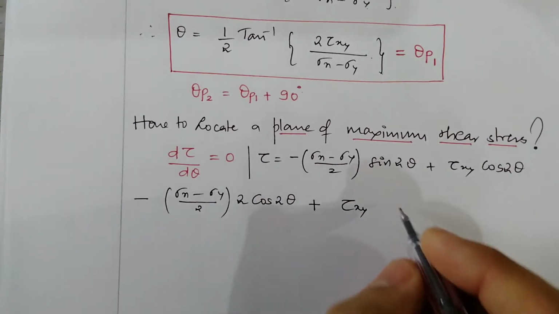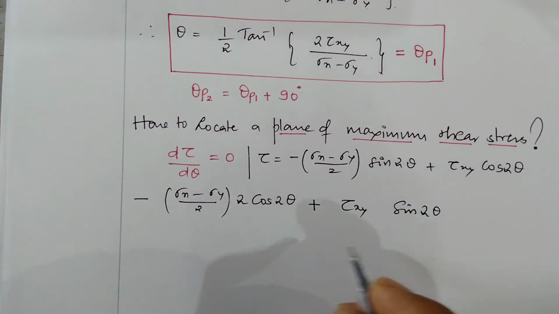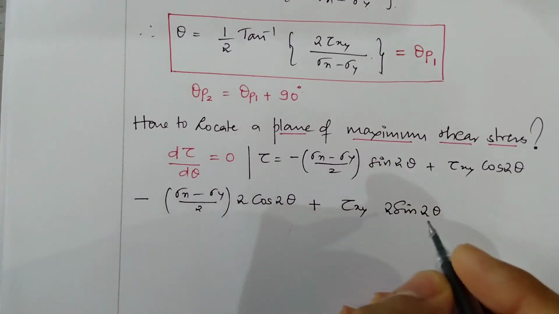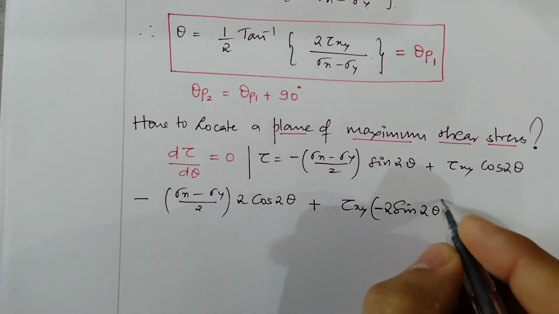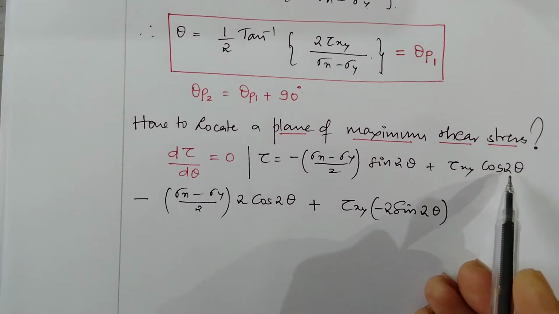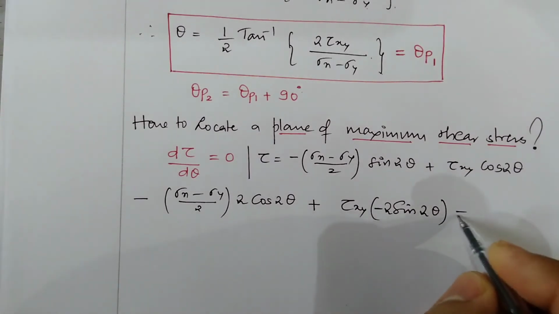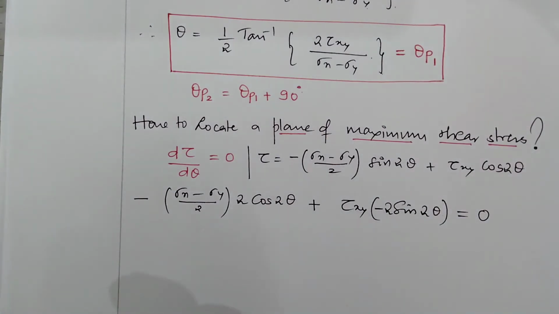Derivative of cos 2 theta is sine 2 theta into 2 with a negative sign. Right? Cos theta derivative is minus sine theta. So minus sine theta, and the coefficient of theta is 2. I have written it as it is. So this should be equated to 0.